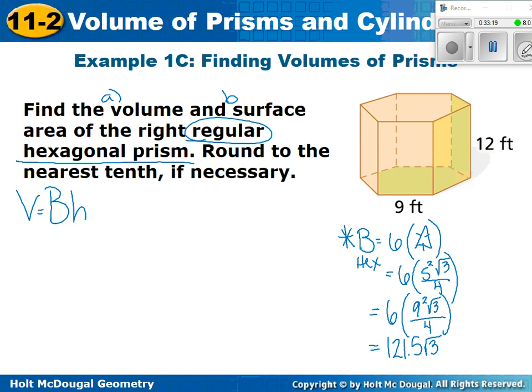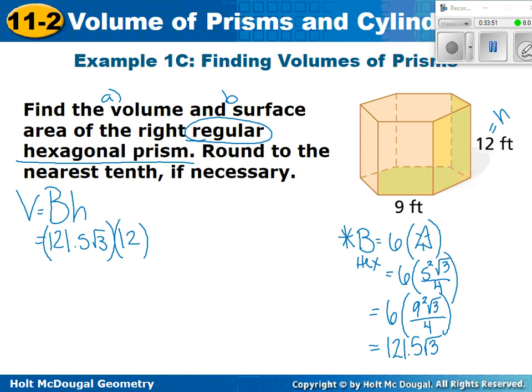Okay. All right, so then look at your picture. What's the height of the prism? 12. Remember, the definition for height is the perpendicular distance between your two bases. So 12 is the height. It is not always vertical. If this were laying on its side, the 12 would be on the bottom. So just be really careful. Okay, let's plug it in. So we have 121.5 square roots of 3 for the base times 12 for the height.